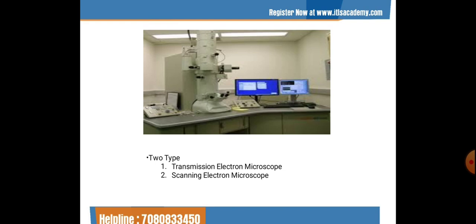Okay, here is the diagram of an electron microscope, and these are mostly incorporated in higher laboratories where upgraded work is to be done. Electron microscopes are generally of two types. First is the transmission electron microscope, and second is the scanning electron microscope.